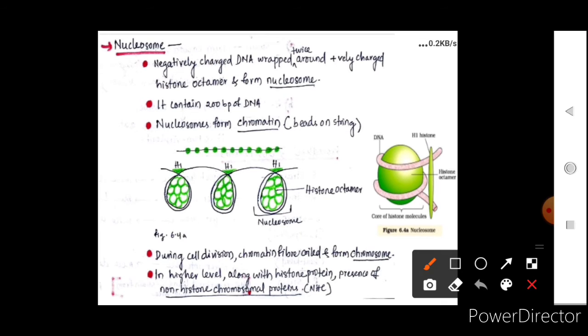So a nucleosome is nothing but the negatively charged DNA wrapped twice around a positively charged histone octamer. It contains some 200 base pairs of the DNA. Nucleosomes form the chromatin, that is beads on the string. You can see here beads on the string. Actually it is like this. This is the nucleosome.